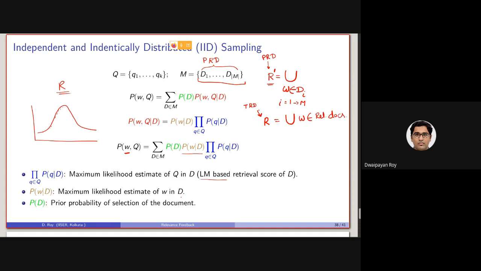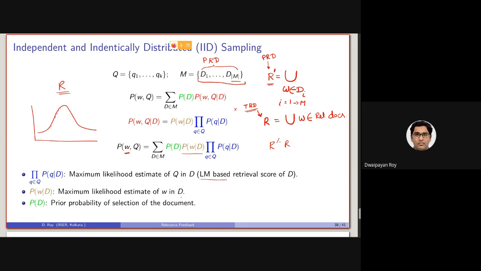True relevant documents are hard to find because that's what the retrieval model is expected to do, to select a set of relevant documents. So this is not actually feasible to get. What we do is perform an initial retrieval with the initial query, select the top M documents as pseudo-relevant, and based on the terms in that pseudo-relevant document set, we approximate this R prime, which is an approximation of R. Expectedly, R prime and R will be close.